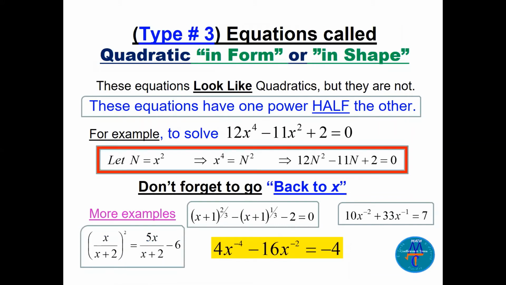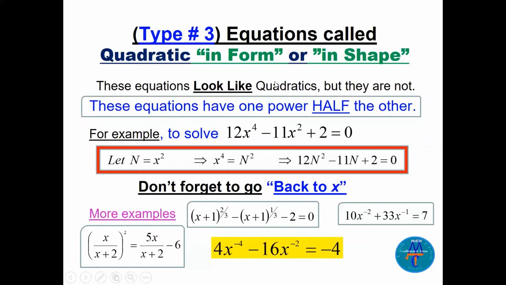Now, type number 3. The equations are called quadratic in form or quadratic in shape. These are a little tricky, guys. I put one example here on this slide, and I will explain it now in detail. This is x power 4 minus 11x squared plus 2 is equal to 0. That's one example. This is another example. This is number 2, number 3, number 4, number 5. So there are 5 examples in this slide, all of them with the same idea.